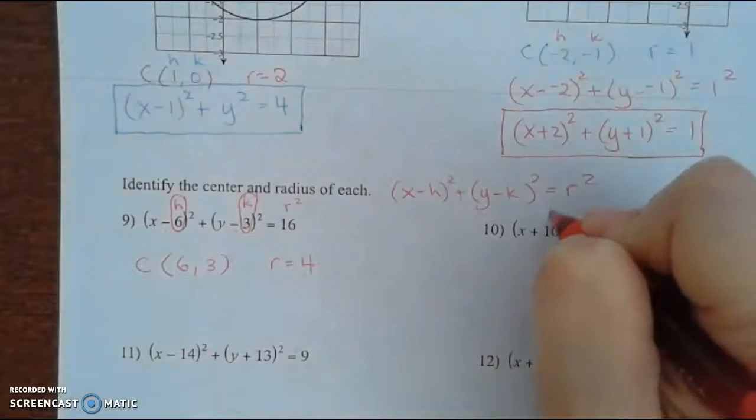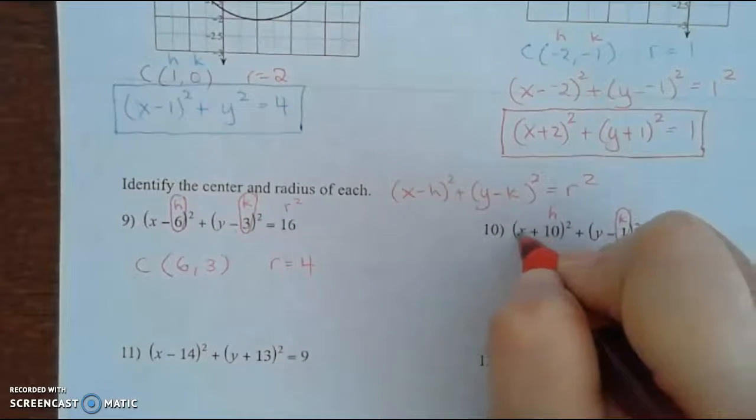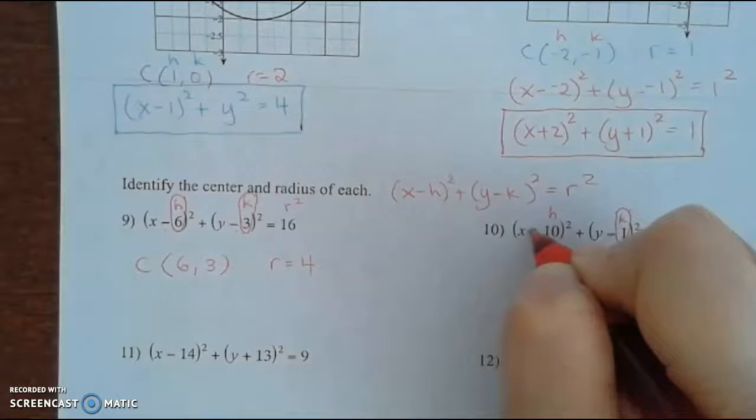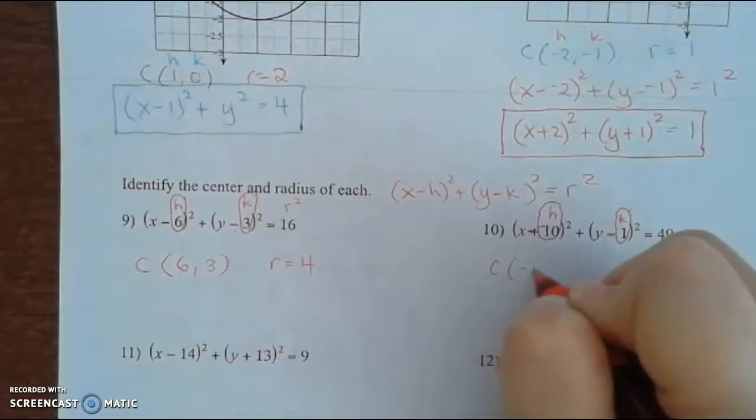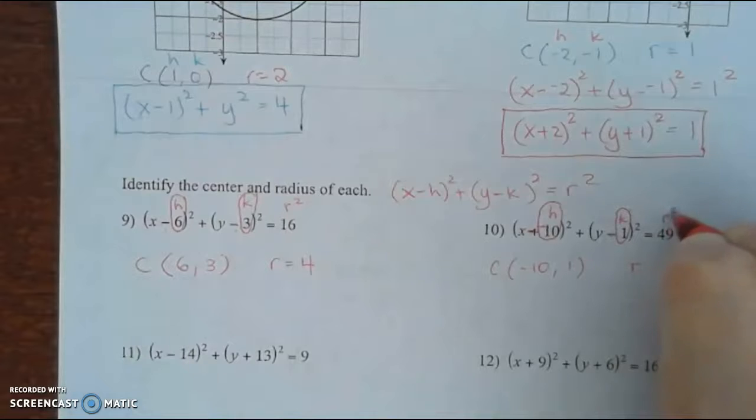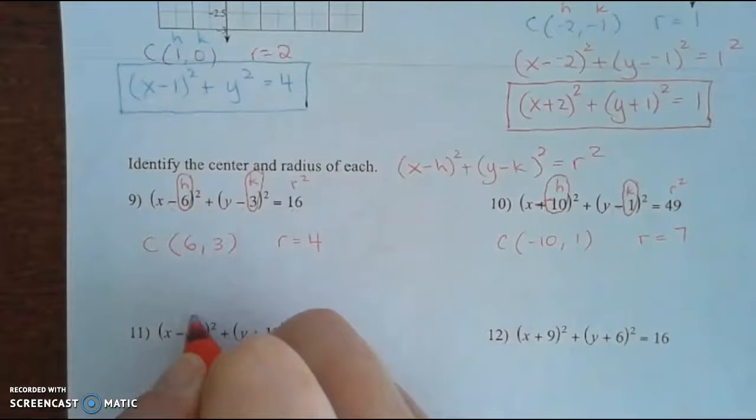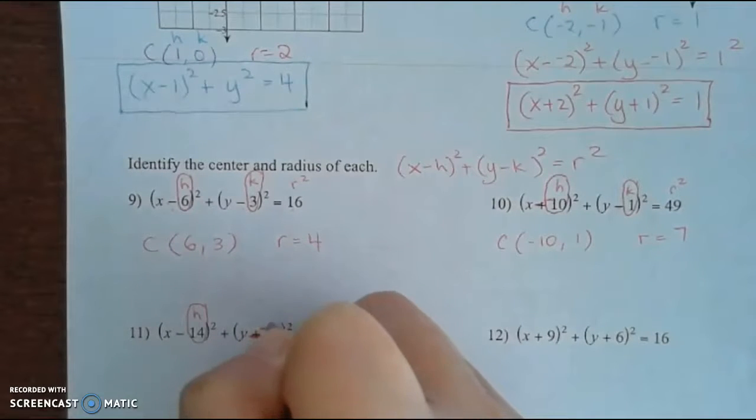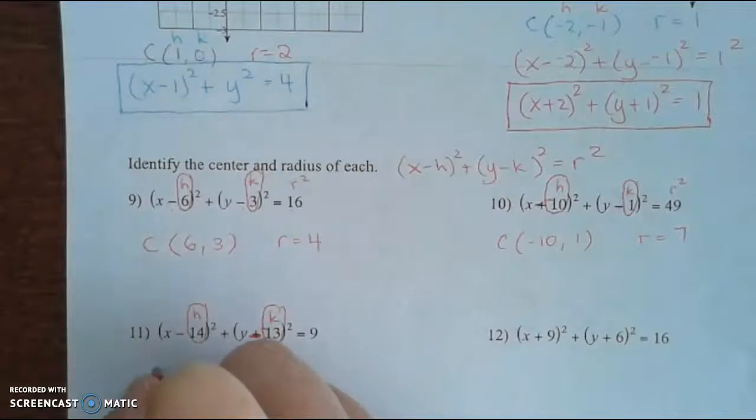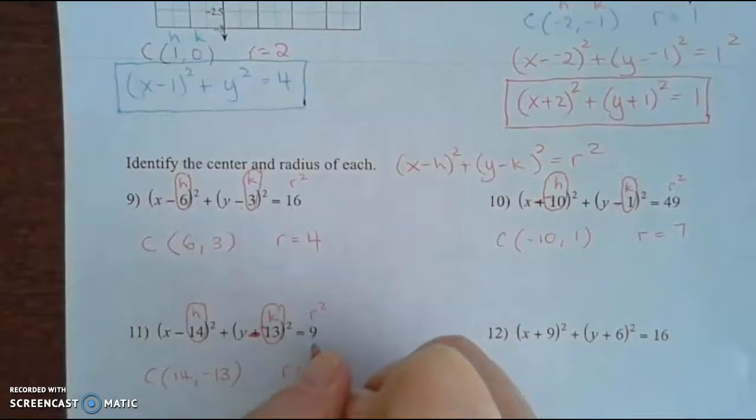Next, this is going to be h and k here, and because this is minus, k is just going to be 1. Because this is x plus 10, I can change this to x minus -10, so h is -10 here. So center is going to be (-10, 1), and this is radius squared. So radius squared is 49, so the radius is the square root of 49, which is 7. Again, this is going to be x minus 14, so h is 14, and y plus 13, so I can change this to y minus -13, so that becomes my k. That means center is going to be (14, -13), and radius squared is 9, so radius is going to be the square root of 9, which is 3.